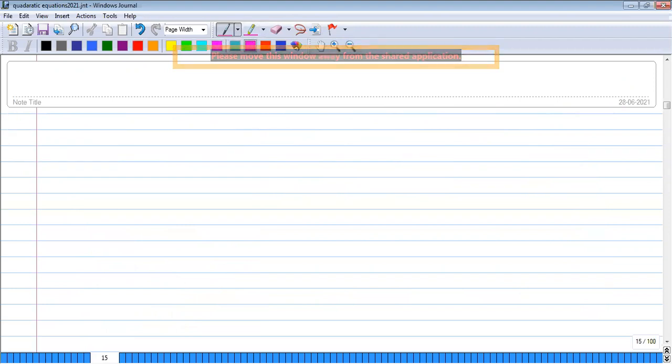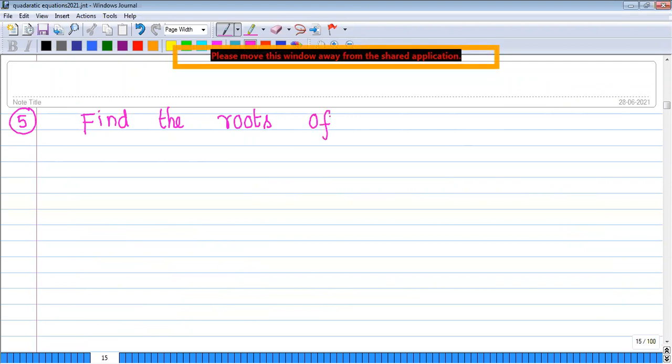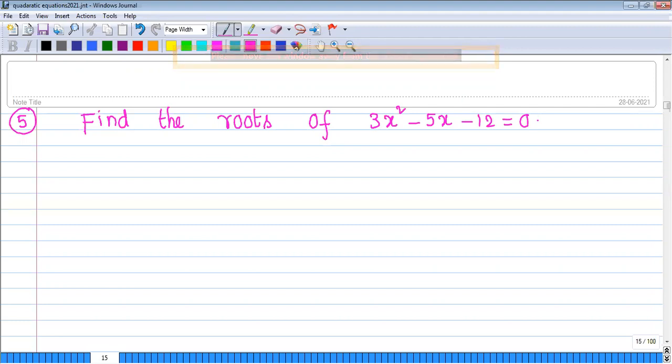Right. Fifth question. Find the roots of 3x square minus 5x minus 12 equals to 0. First try with the factorization method. Then go for the formula. Formula homework.